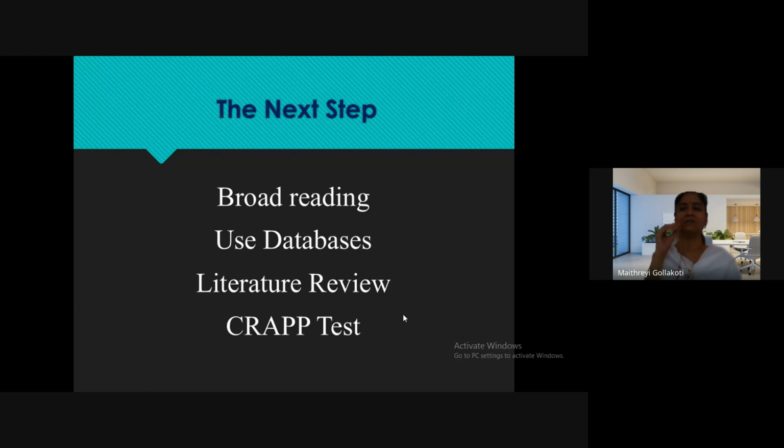Next, you use databases. There are different databases all over the world. I will talk about them in later slides, so I'm not going deeper into that right now. So use different knowledge databases that are available all over the world and do literature review. What is literature review? I have already told you in the previous slide that when you start your thesis, always see and search what all people have done before you. There will be so many people working on the same subject, isn't it? So that all comes under literature review. Literature review also I'm going to discuss later on. And next, the CRAAP test. The CRAAP test also I'm going to discuss later on in detail.